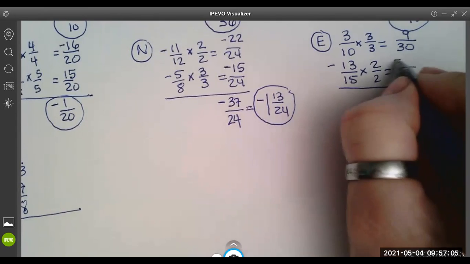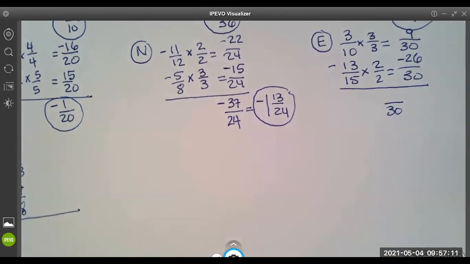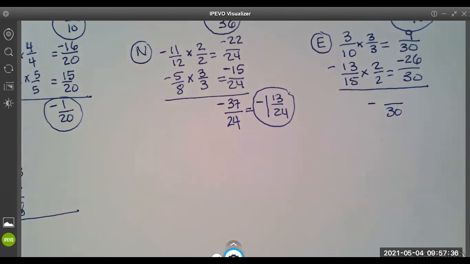Negative 26. Are these the same sign? No. So what are we supposed to do when they're not the same sign? Subtract and keep the sign on the bigger one. So what is the sign of the bigger one? Negative. So my answer is going to be negative. And then 26, take 9 away. 17.